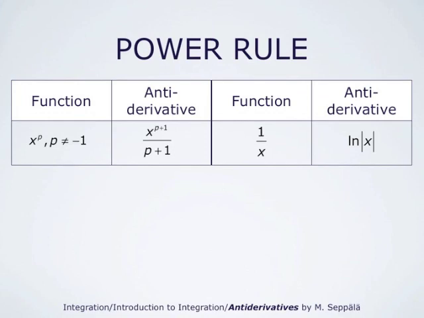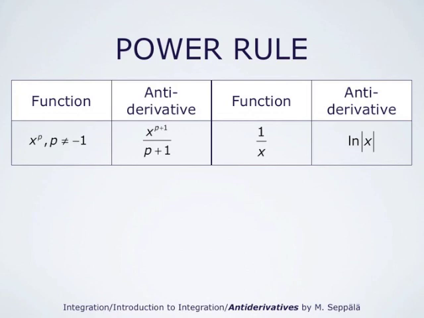We have established that an antiderivative of the function x to the power p, when p is different from negative 1, is x to the power p plus 1 divided by p plus 1, and if p is negative 1, then x to the power p is 1 over x, and its antiderivative is log of absolute value of x.